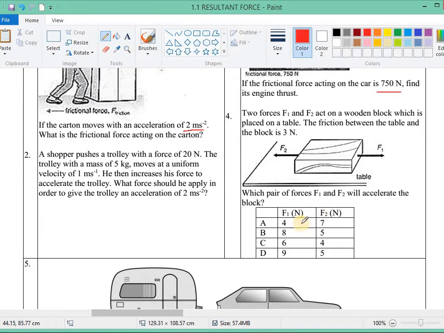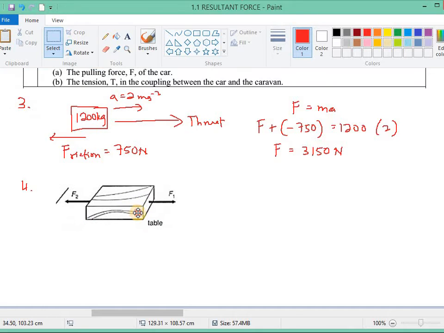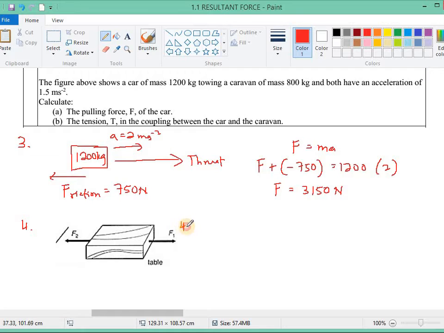Let's look at the first situation. A. F1 is 4 newton, F2 is 7 newton. So that means like this. If like this, the resultant force will be how much? The resultant force will be negative 7 plus 4, so it will be equal to negative 3 newton. This negative 3 newton is to the left, 3 newton to the left.